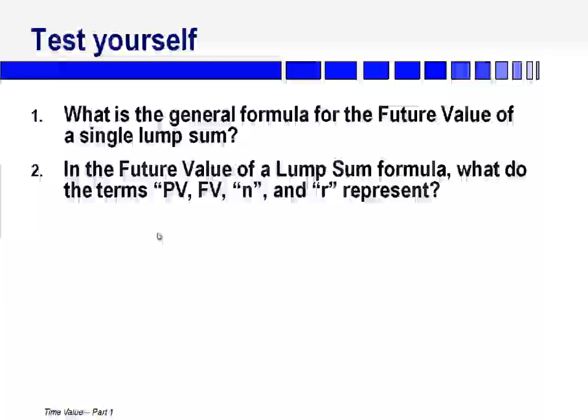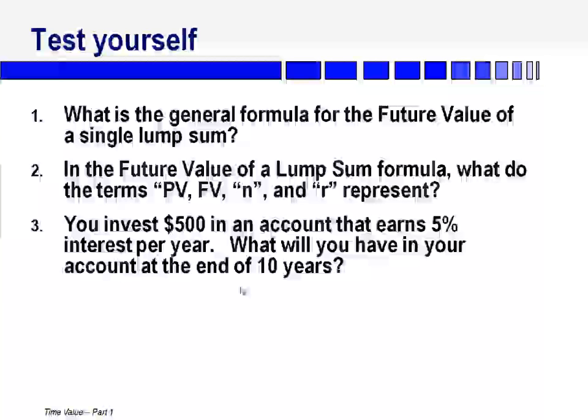So think of it like you're trying to explain these terms to somebody who hasn't seen the video and has no idea about finance or business. So 2 questions. Write down the general formula. Second, explain what the terms are. Next, let's try a problem that's fairly similar to what we already did. You put $500 into an account and you earn 5% annually. What will you have in your account at the end of 10 years' time?